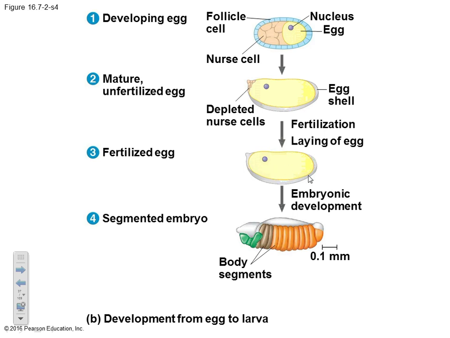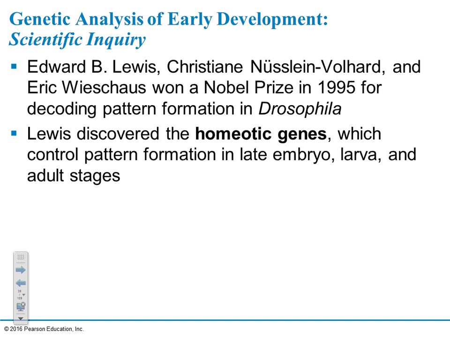Depending on the layout of that egg, you're going to start to lay out body segments. Something that is definitely going to become a head up here. Something's definitely going to become a tail back here. By the way, green is head, brown is thorax, and orange is the abdomen. So there you go. Now we've got a larval stage, essentially a maggot stage, that will further develop into a fly.